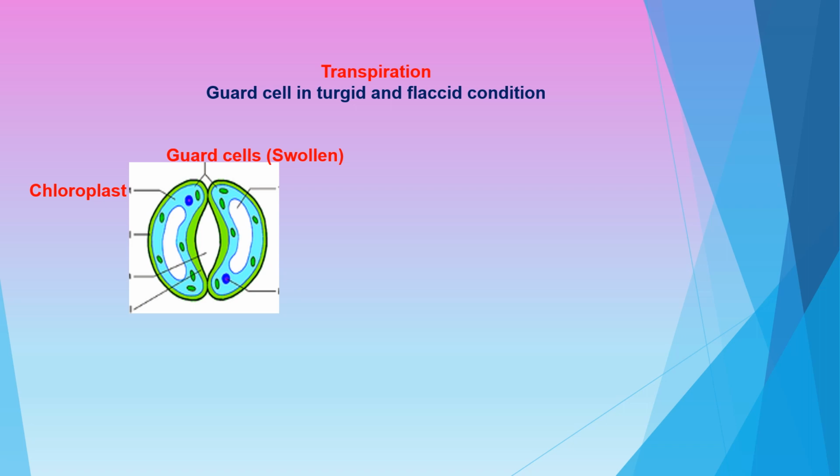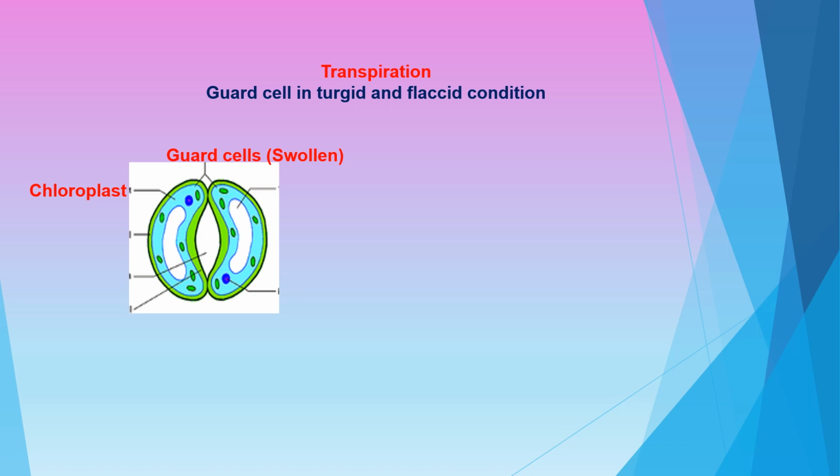Transpiration is the evaporation of water in plants through stomata in the leaves. This is the stomata. Stomata are open in the day and closed at night. The opening and closing of the stomata is due to the change in turgidity of the guard cells.